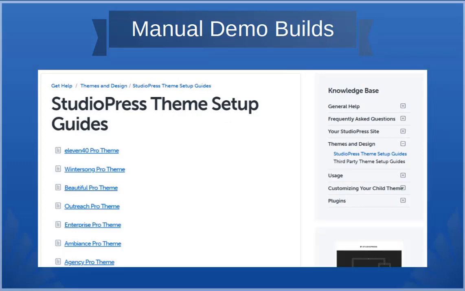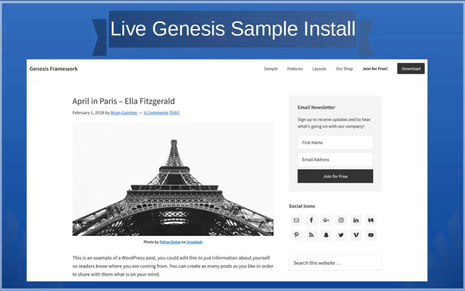And there are setup guides for just about every theme in the library, StudioPress's and the third-party ones, including this Genesis sample. So for starters, we're going to do a live Genesis sample install, walk through this, because this will be the most straightforward one, so you can have a sense of, in real time, just how one of these setups would go.